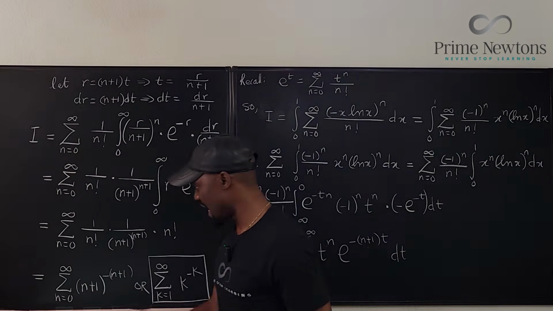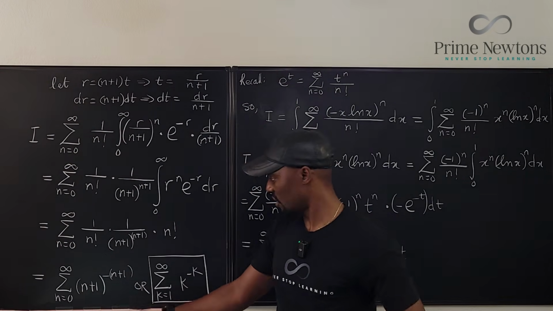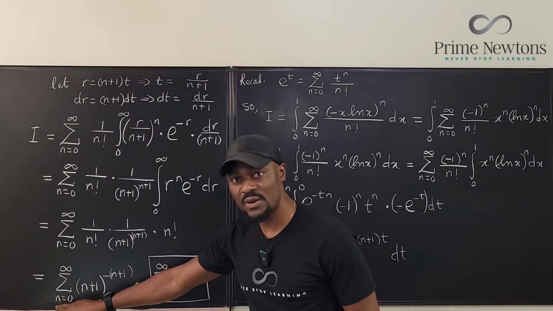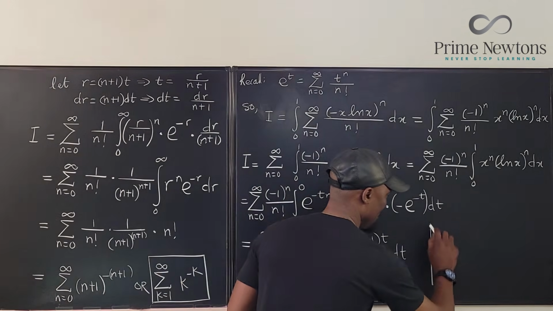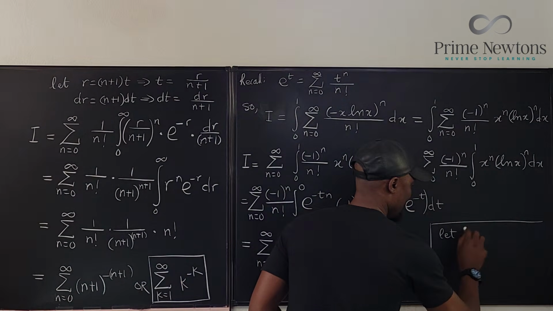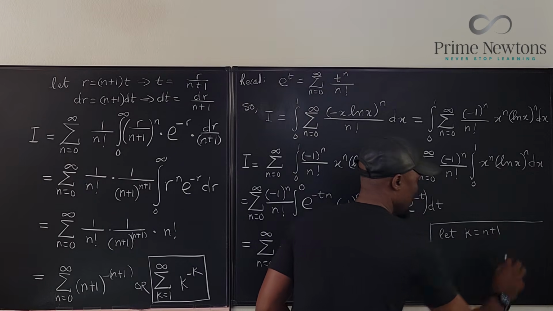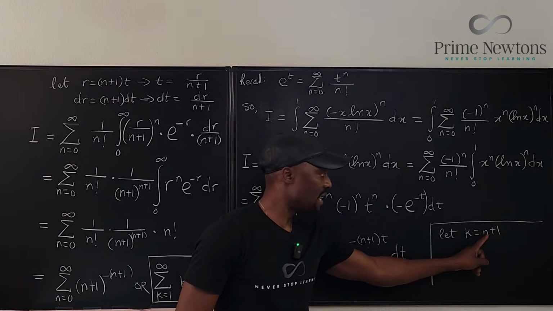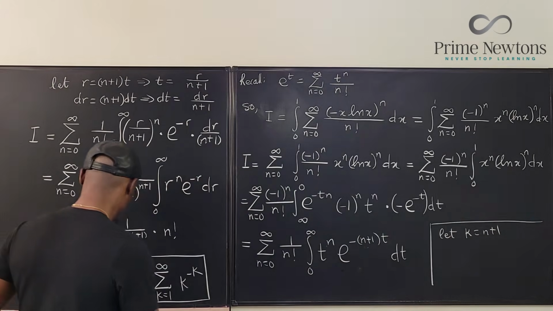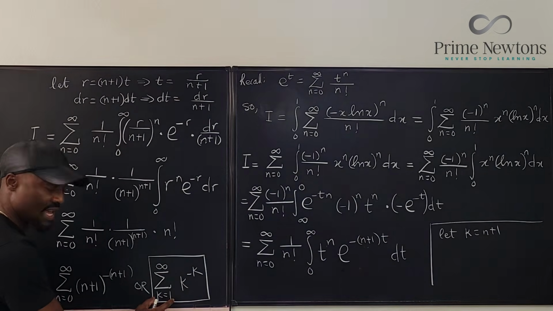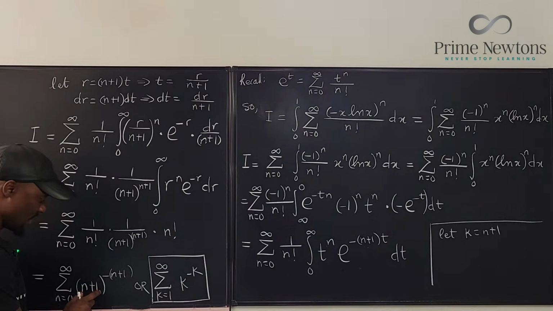Because again, if you say let k be n plus 1, you can easily adjust it, and you see that when n equals 0, k is going to be 1. Show that quickly. Let k be n plus 1. When n equals 0, k will be equal to 1. So instead of saying n starts from 0, you can say k starts from 1. And you can replace this with k, replace this with k.